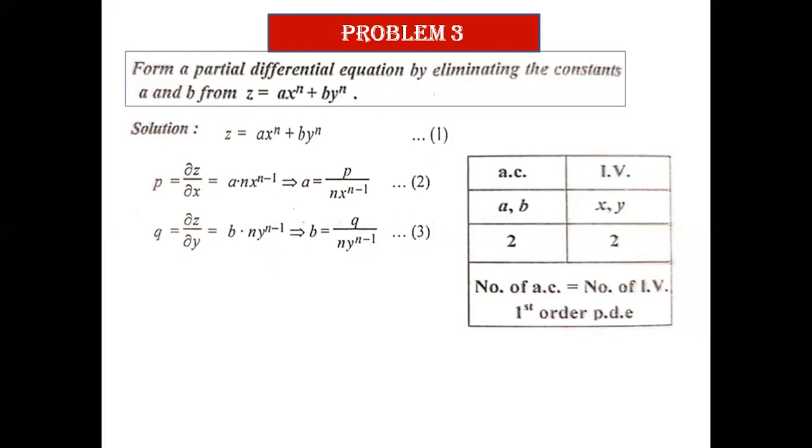Similarly, equation 1 is partially differentiated with respect to y. So q equals ∂z/∂y equals b into n into y power n minus 1. So b equals q by n into y power n minus 1.